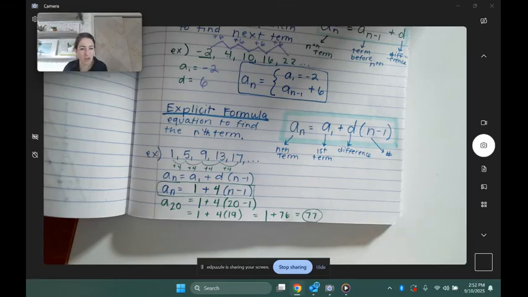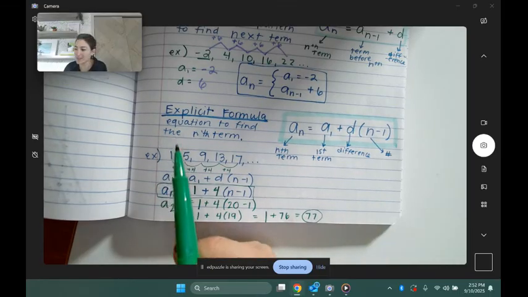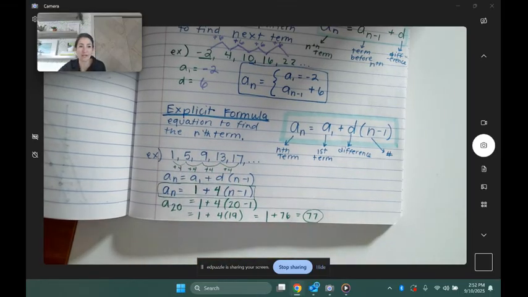Differences can also be negative if you're going down a certain amount each time. Keep that in mind.